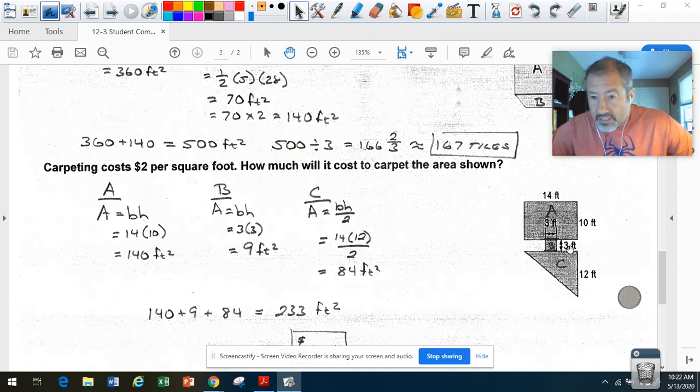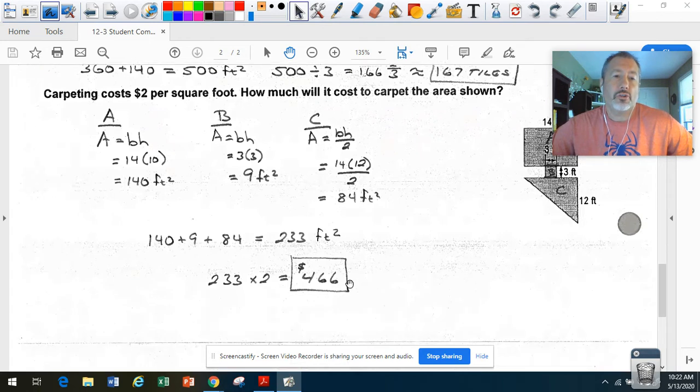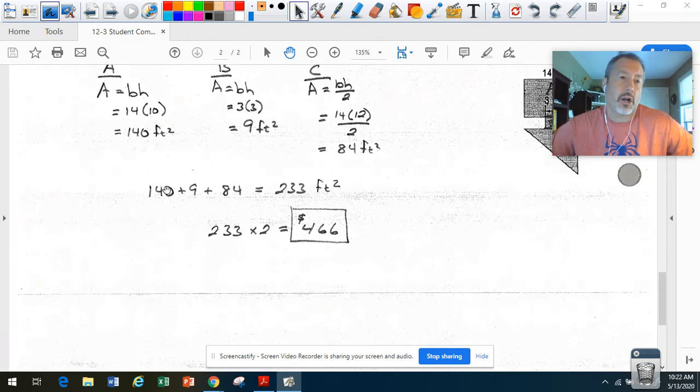C, look at this distance here. This distance here is the same as this base here. So this is going to be 14 also, and the height is 12. So area equals base times height divided by 2 because it's a triangle. So we go 14 times 12 divided by 2 equals 84 feet squared. Now, add up all 3 of those numbers together here. So we got our 140 plus our 9 plus the 84 equals 233 feet squared.